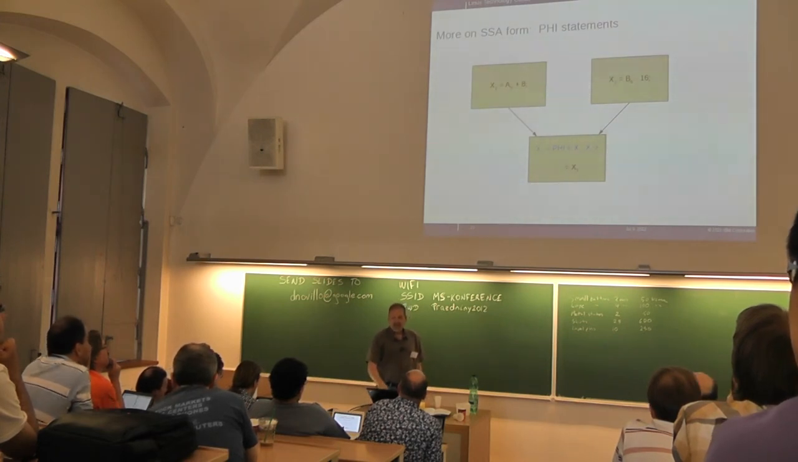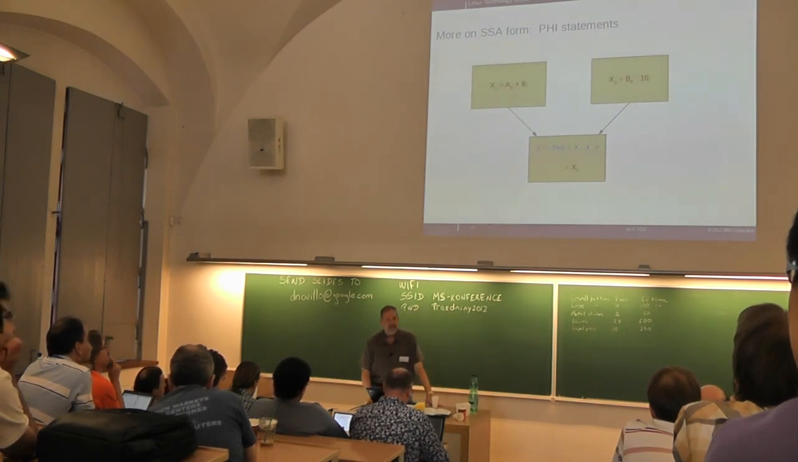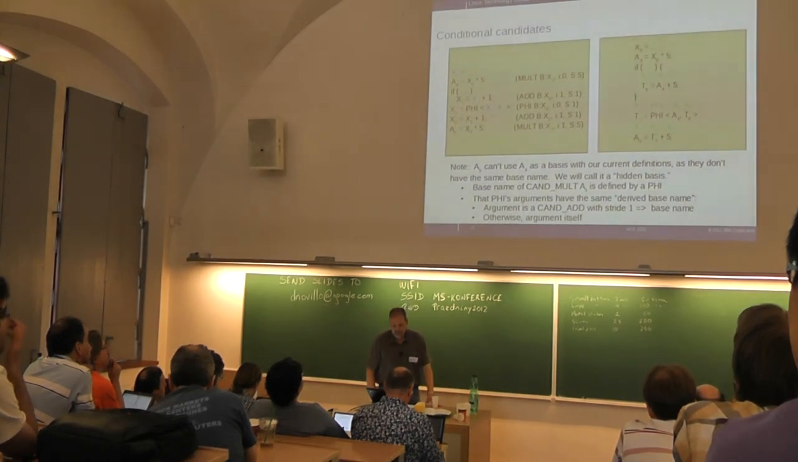It says that x3 will have a value that is either x1 or x2, we don't know which. So when we see one of those, it gets in the way. But this is what we need to be looking at for dealing with the conditional candidate case.